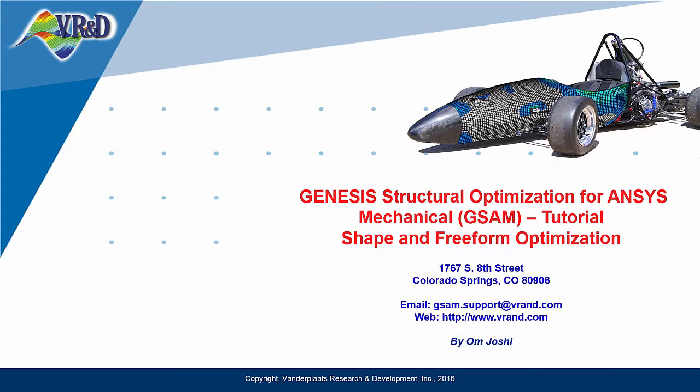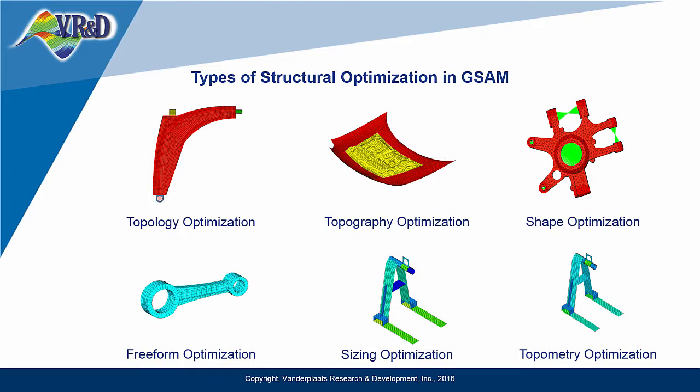The following video will demonstrate how to perform shape and freeform optimization using domain morphing sets. The focus of the video is to show how to create the Genesis input file in GSAM, how to create shape domains and apply perturbations on the domains in Genesis Design Studio to perform shape and freeform optimization.